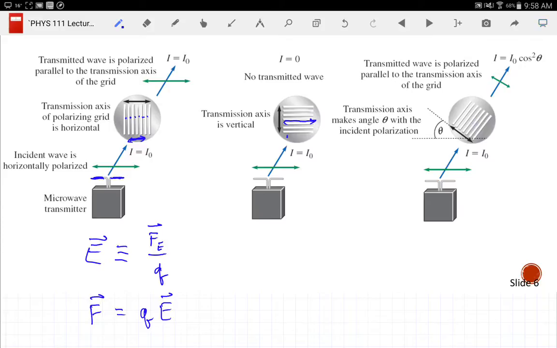Now, this last picture is showing at an angle. This will allow electric fields in this direction to transmit, and in this direction they're absorbed. And so we have horizontal electric fields coming, and in one direction it'll absorb, in one direction it will transmit. And it turns out that the amount that is horizontal is allowed through of electric field. In terms of intensity, we get the law of Malus.